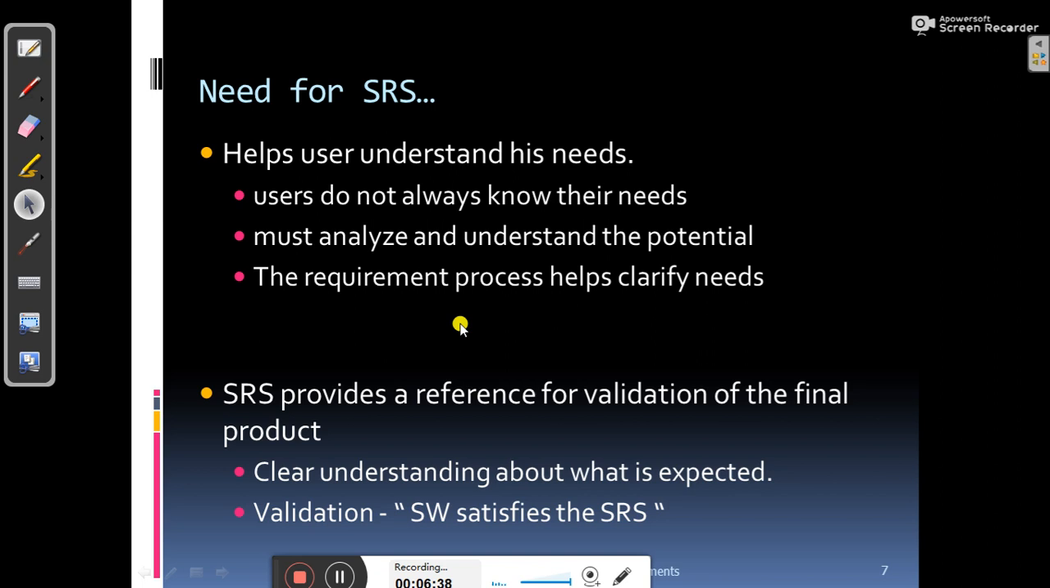SRS provides a reference for validation of the final product. So SRS also provides validation or verification, you can say, meaning complete proper validation can be given through SRS, because it provides a clear understanding about what is expected from the system. So validation is: the software satisfies the SRS.